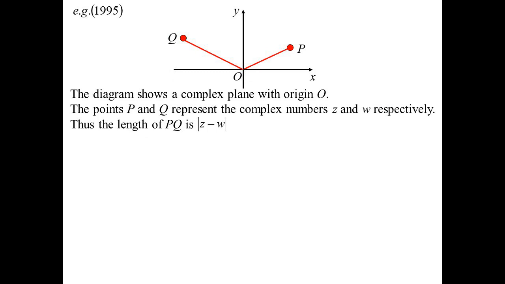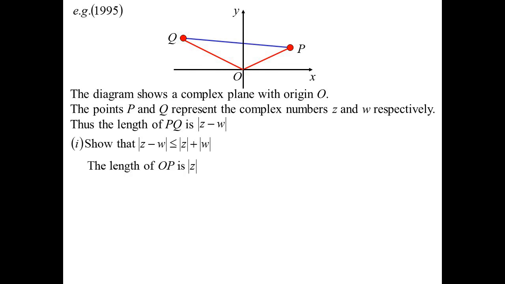1995 HSC. Goodness me. The diagram shows our complex plane, Argand diagram. P and Q, we've got two different complex numbers there. Thus, the length of PQ would be head minus tail, Z minus W. Show that, basically, the triangle inequality. So how would I do it? I'd probably make sure I have the diagram. I'd redraw it in my booklet. And I'd draw in the third side of the triangle.